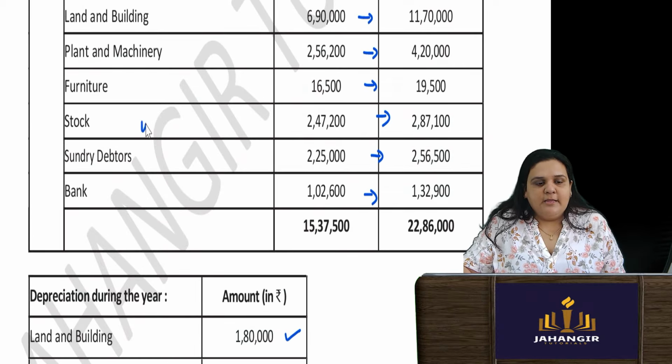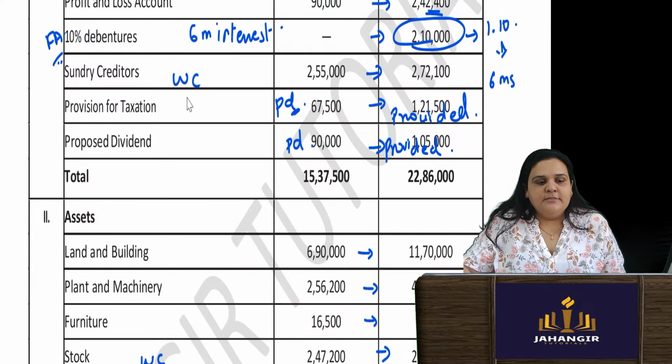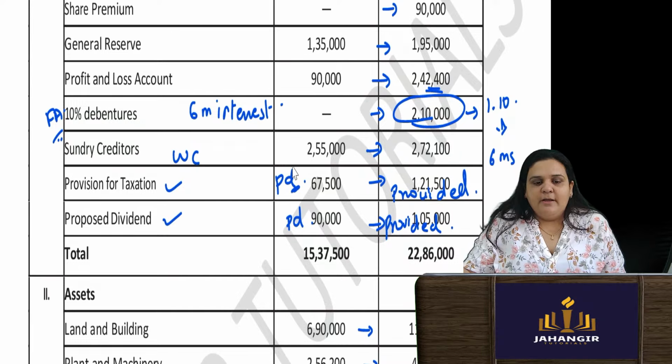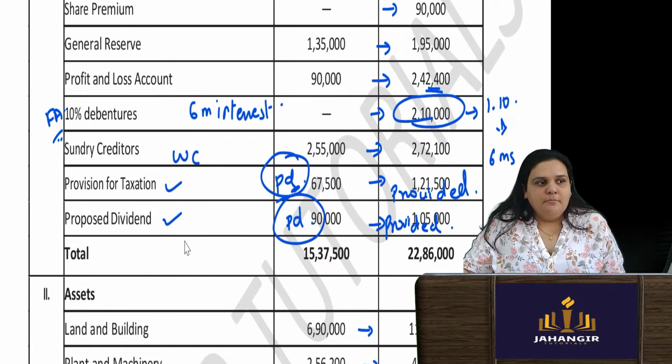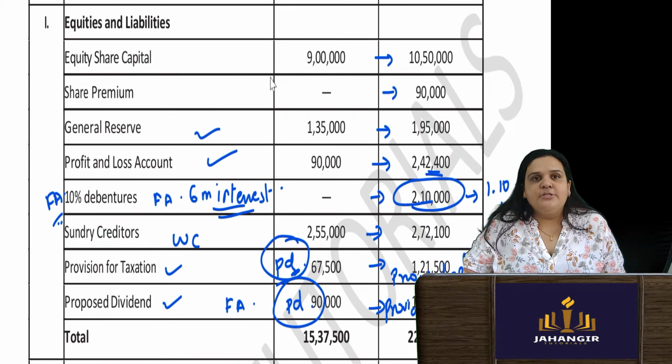This is again working capital: stock, debtors, working capital, sundry creditors, working capital. This we have already completed. Okay, the one which will be paid, we will take it, no? Tax paid. Proposed dividend is your financing activity. Right? This also we removed. We'll have to put it in the financing activity. General reserve is done. P&L is done. Share premium and equity share capital again relate to your financing activity.